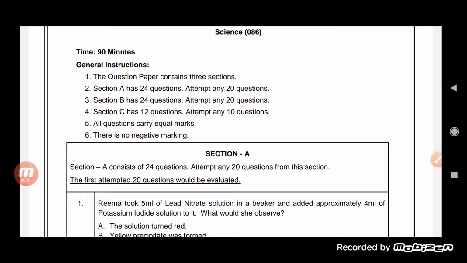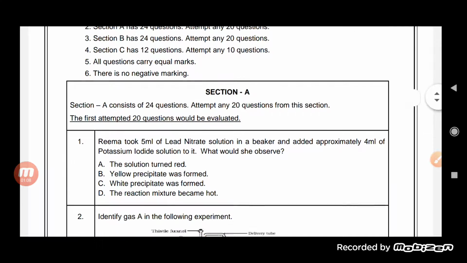The question paper will consist of 3 sections. Section A has 24 questions, and we have to attempt any 20 questions. Section B also consists of 24 questions, with the same criteria: attempt any 20 questions. And Section C has 12 questions, and we can attempt 10 questions. Obviously all the questions carry equal marks and there is no negative marking. So let us start with the questions and answers, starting with Section A.